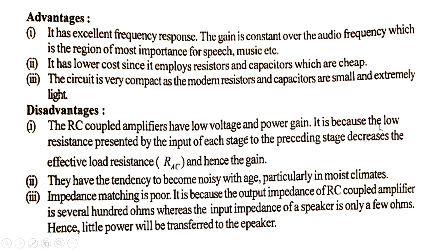Now disadvantages of this method. The RC coupled amplifier has low voltage and power gain. It is because the low resistance presented by the input of each stage to the preceding stage decreases the effective load resistance RAC and hence the gain. They have the tendency to become noisy with age, particularly in moist climate.